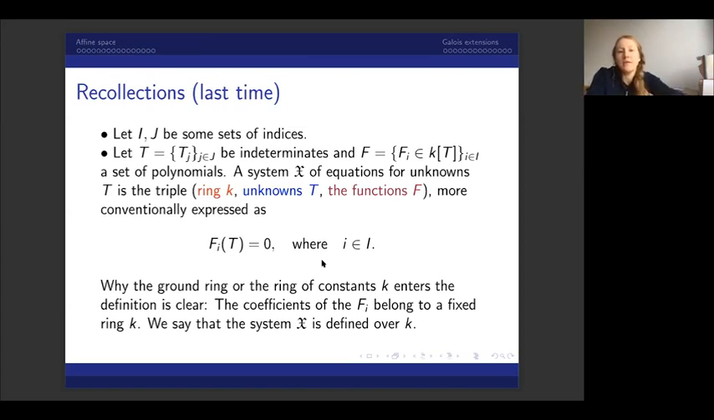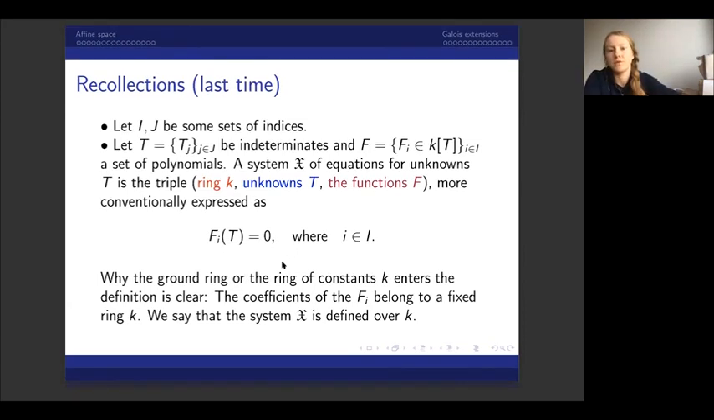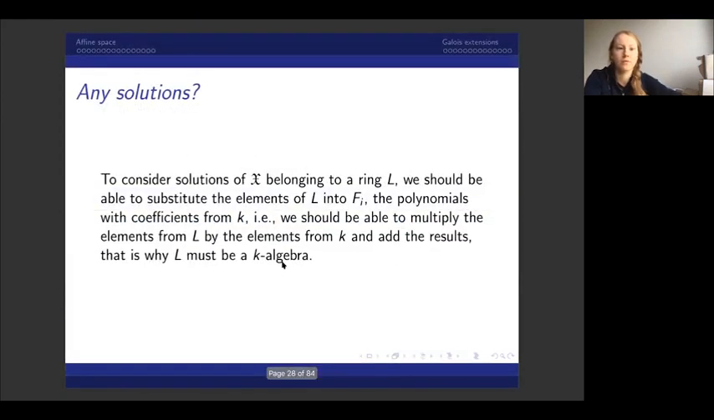And so now why the ground ring of constants enters the definition is really clear. Because the coefficients of Fi belong to this fixed ring K. And so you say that your system is defined over K. But that doesn't have any consequence on your space of solutions, right? And so this is the question about, do we have any solutions here? Maybe it depends on where you're working, which ring or field you're considering. And this is the answer here.